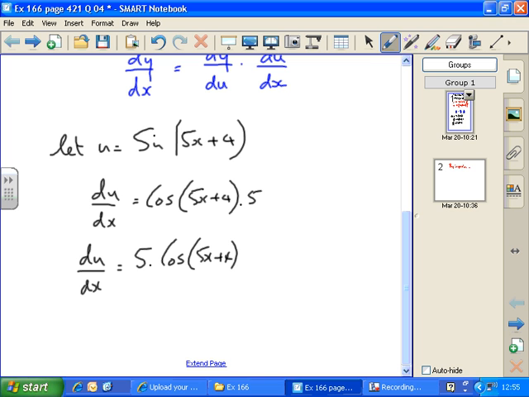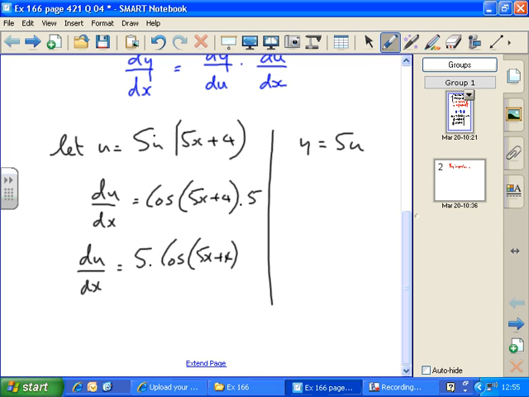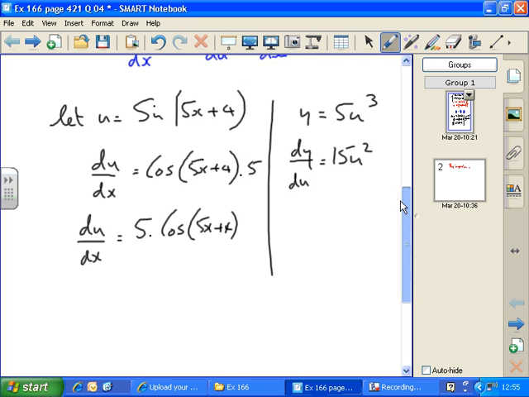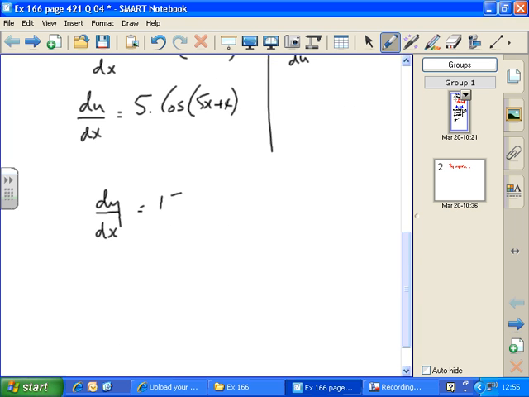Now, because I've let u equal sine 5x plus 4, I can rewrite y as equal to 5u to the power 3. So therefore, dy by du equals 15u squared. So now the chain rule tells me I've just got to multiply these two together. So I'm going to get dy by dx equals dy by du, which is 15u squared, multiplied by the differential of u with respect to x, which is 5 cosine 5x plus 4.